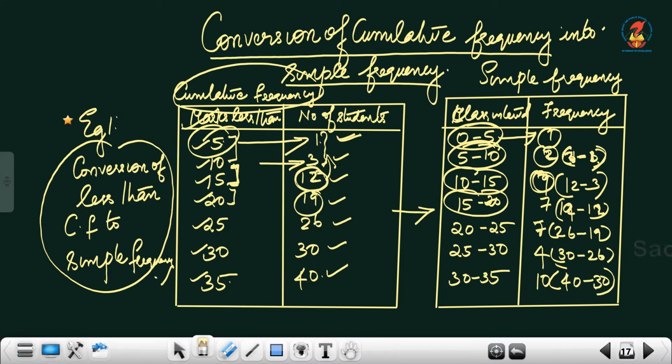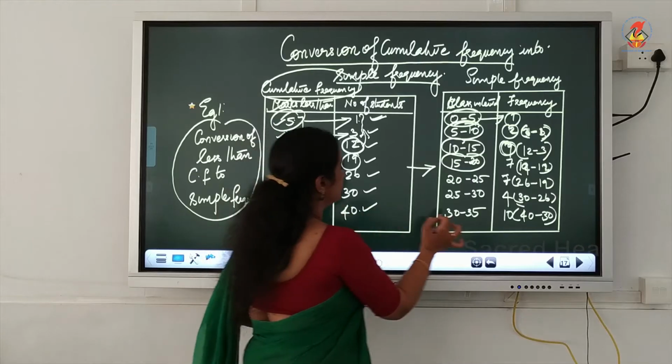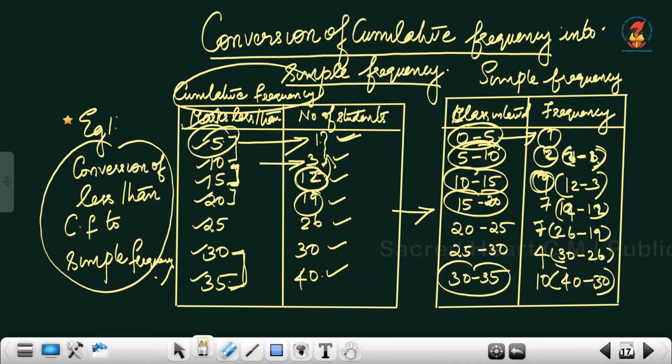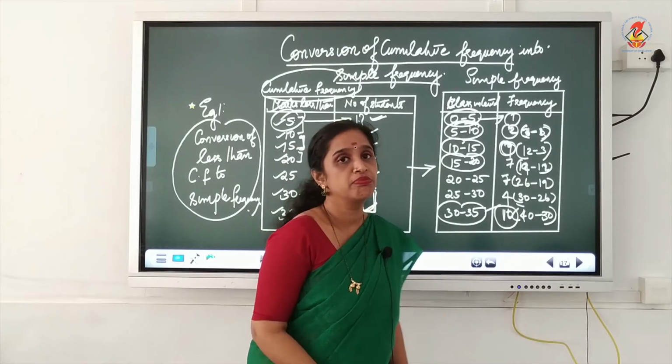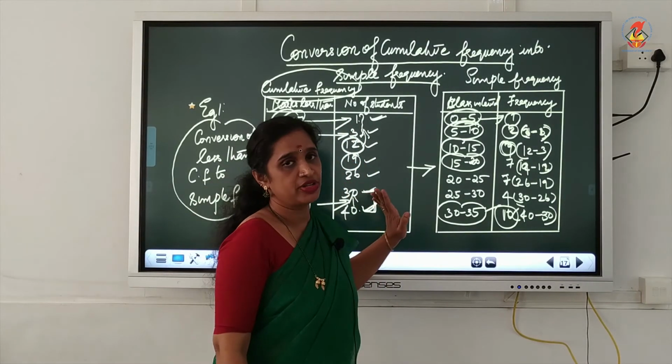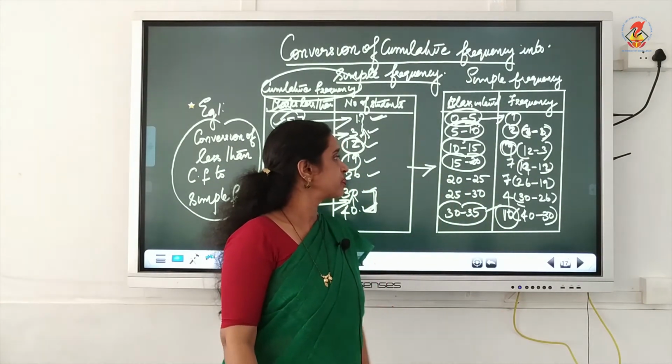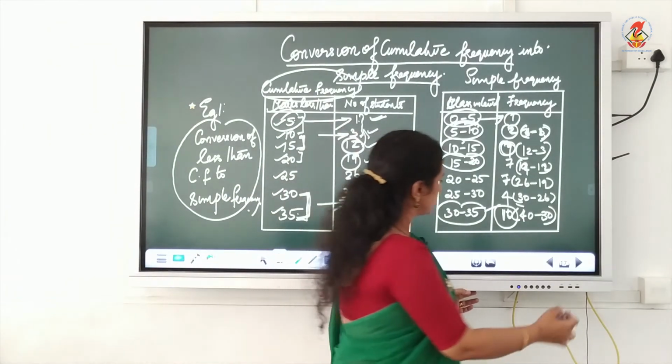Marks less than 35 means the class interval is 30 to 35. That means the frequency of that class is 40 minus the cumulative frequency of the previous class. 40 minus 30 is equal to 10, because between 30 and 35 it is the frequency between these two. So the answer is 10. Hope it is clear to you. This is how we convert the marks less than cumulative frequency to simple frequency. Next we will move on to more than cumulative frequency.